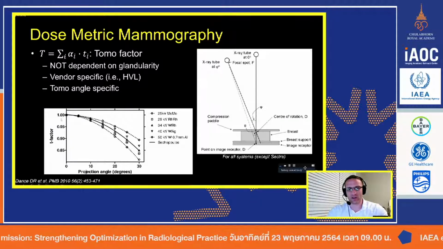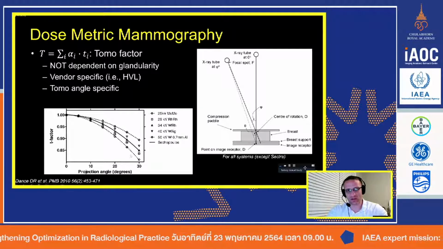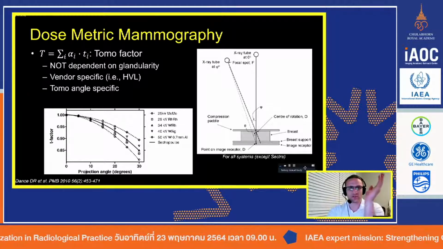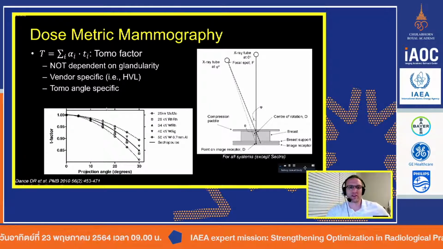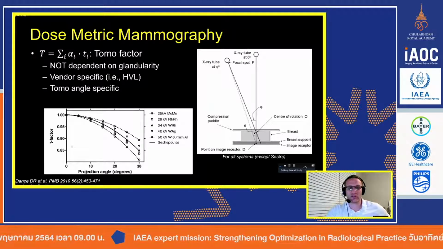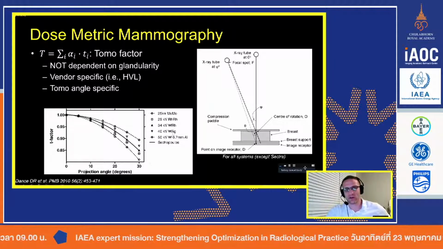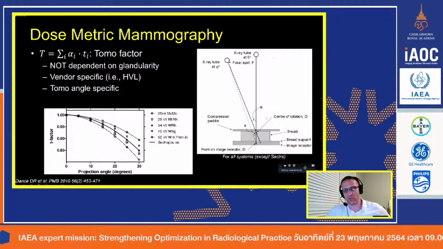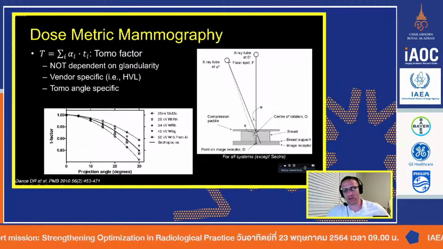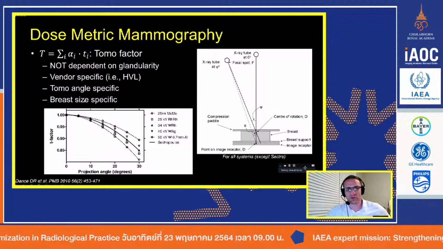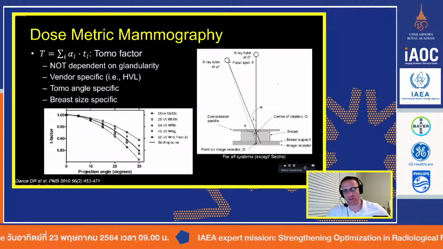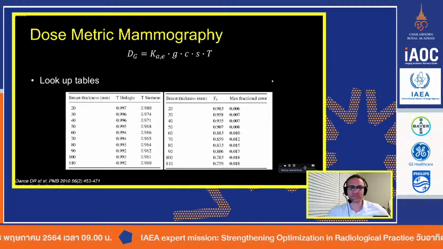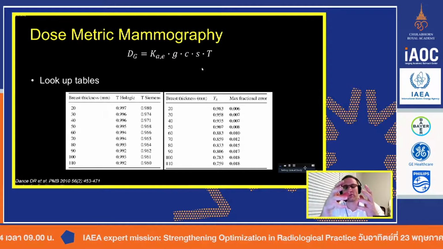You can see here by this curve, it's also dependent on tomo angle. So some systems may only do 15-degree sweeps. Some may do a full 30-degree sweep. And you can see how this factor changes as a function of angle. So the tomo, as it sweeps over, may change. This theta may be smaller for some and larger for others. And then, of course, we need to know what the breast size is. The breast thickness is going to change as a function of angle as you sweep over it. All of this is taken into account.